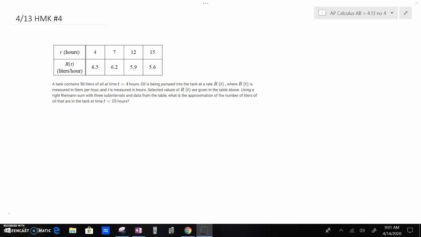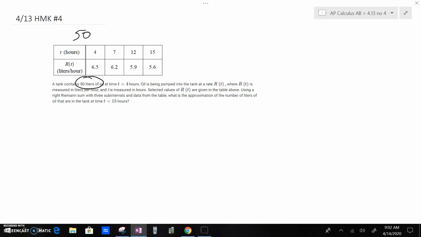Each of these will only take probably 2 minutes maybe to talk through, but I think it'll help shed some light on kind of what's happening. So we've got question number 4: a tank has 50 liters of oil. So I'm going to just circle that, 50 liters of oil. I'm going to write 50 up here at 4 hours. So that's what we're starting with. And that actually is the issue. So that was the thing that caused the common misconception.